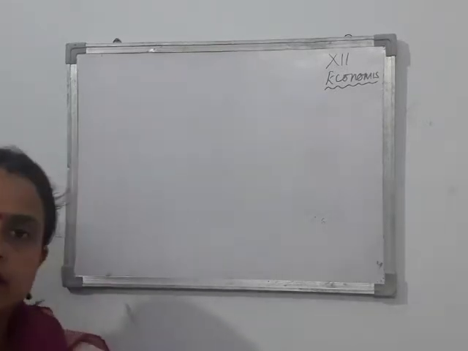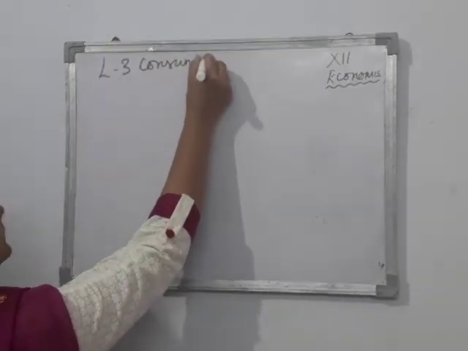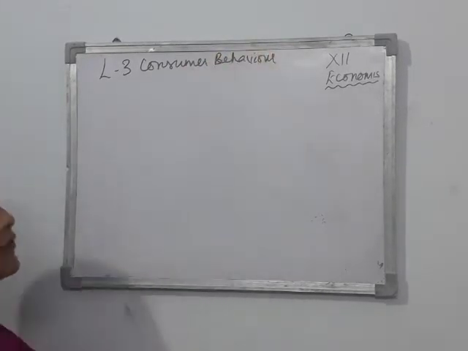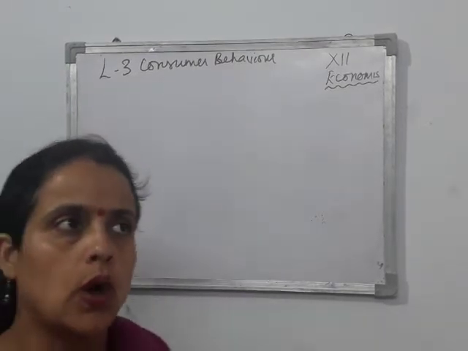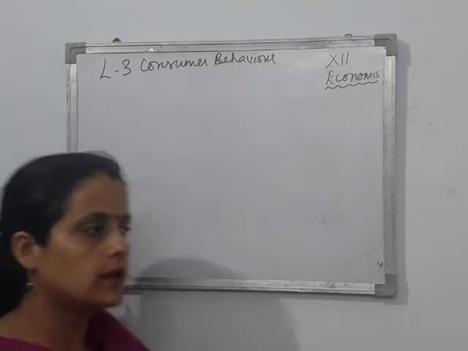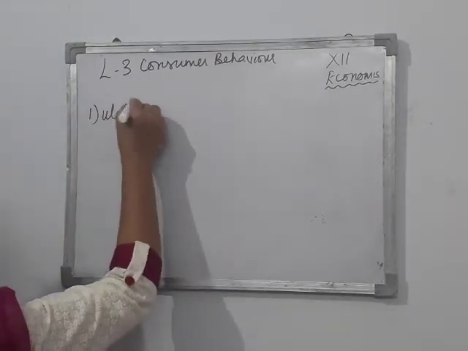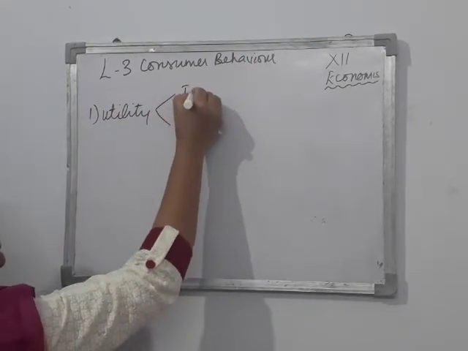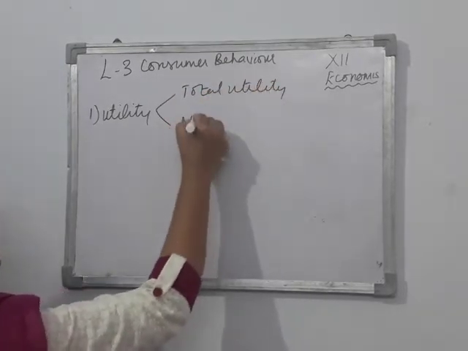Alright students, so we are doing lesson number 3. The lesson is consumers behavior. We are into this chapter and I told you certain things, so I'll just repeat the things which we have done. I told you about utility. We have done two types of utility: total utility, marginal utility.